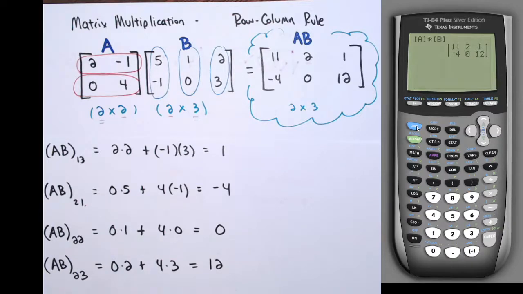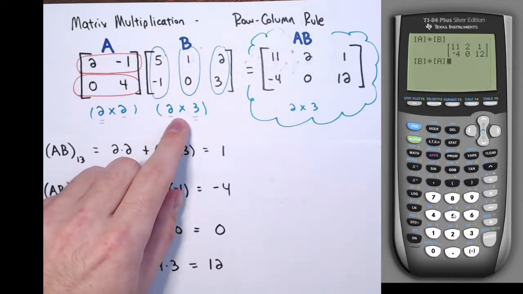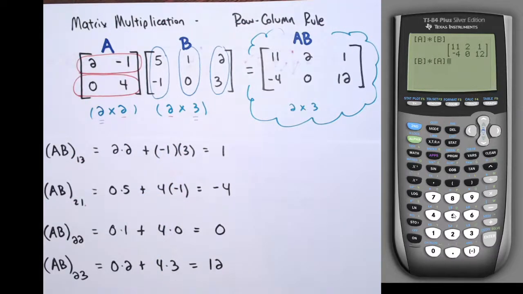And let me show you what happens when you put it the other way around. What if I did matrix B times matrix A? Now that would be a 2 by 3 times a 2 by 2. You can't do that. The dimensions are wrong, and you'll see an error come up here. See, dim mismatch. Dimension mismatch. So just be careful. Remember that order matters. The order matters a lot when you're multiplying matrices.